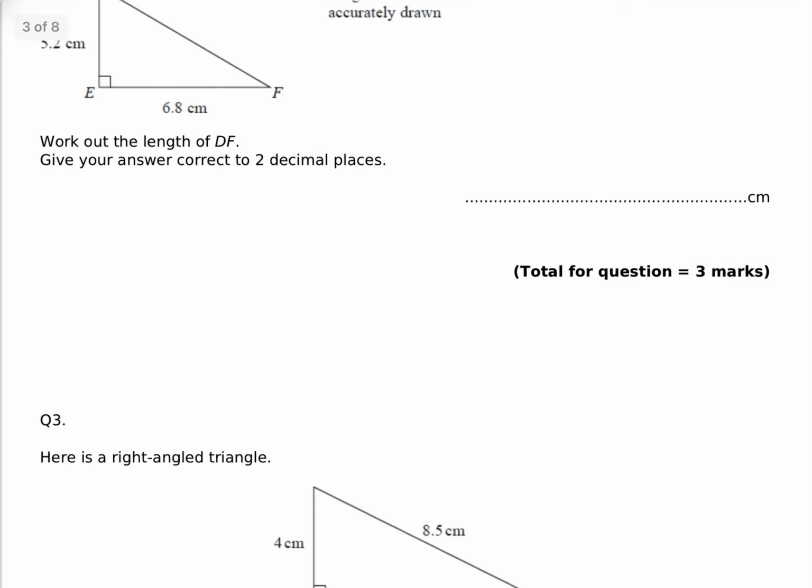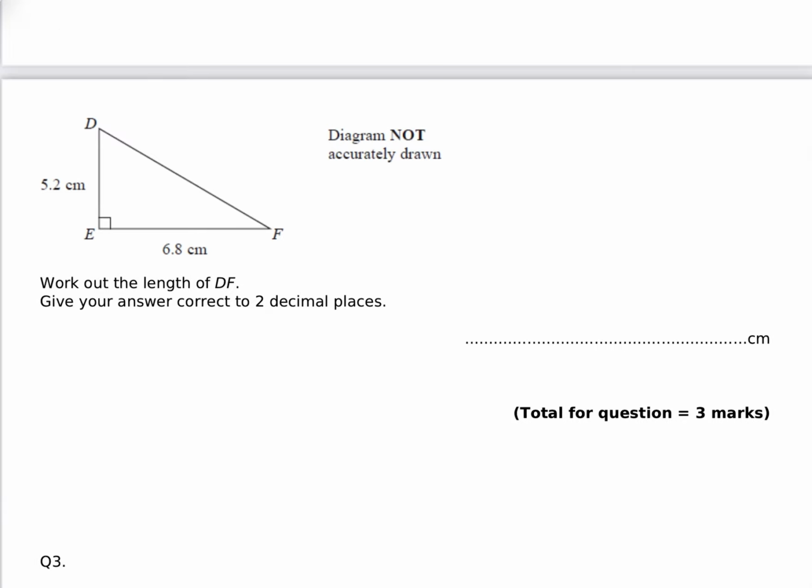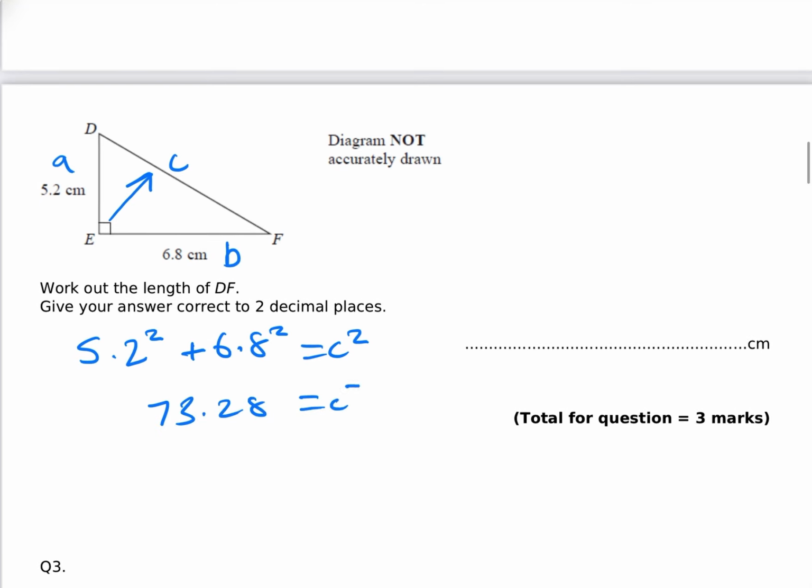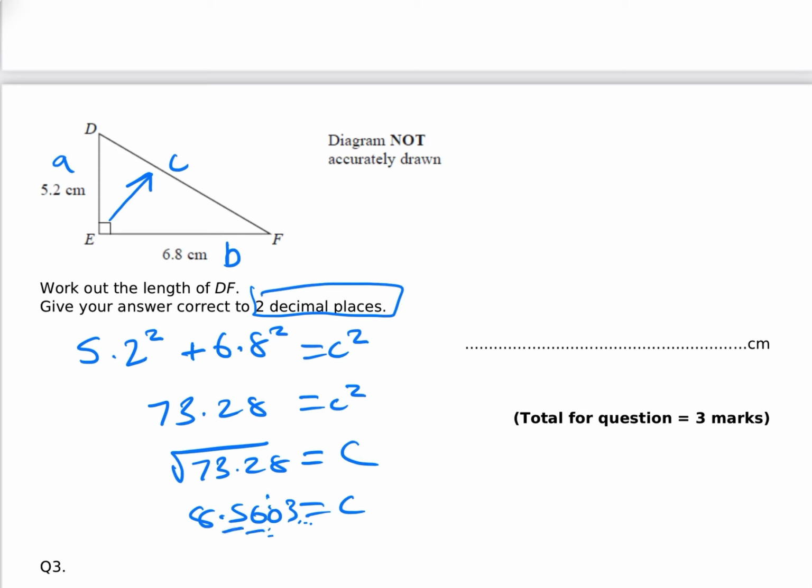Okay, let's move on. Let's have a go at a question where we have decimals for both of them. Again, I'm going to mark the opposite, which is C. Opposite that right angle is the longest side. Then we have A, and then we have B. I know 5.2 squared plus 6.8 squared is going to give me C squared. That gives an answer of 73.28. To work out what C is, I need to square root to get what C is. The square root gives me in this question 8.5603. It wanted 2 decimal places this time, so 1, 2. Because that is just 0, we're going to have 8.56.